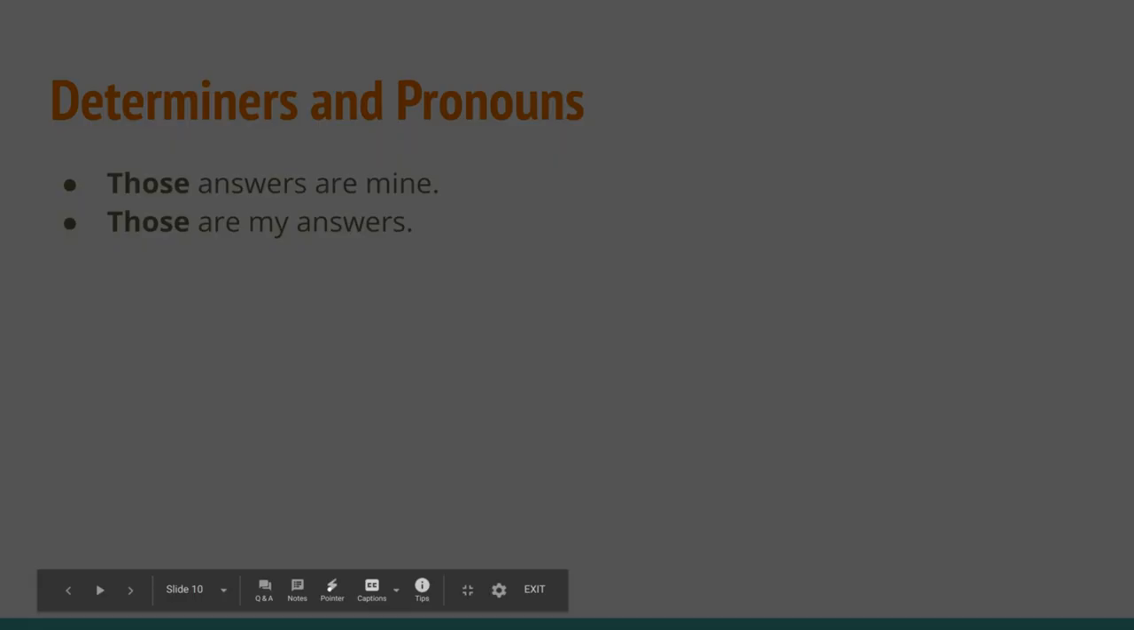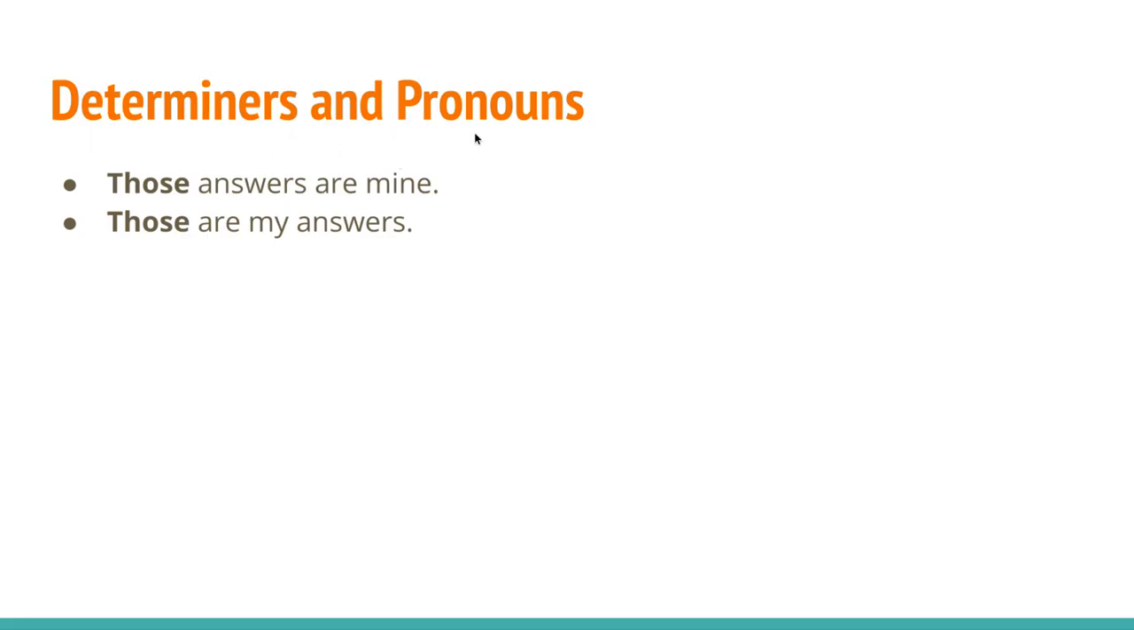Just a comment. Now, determiners can sometimes be confused with pronouns. Those answers are mine, and those are my answers. Which is the determiner? Which is the pronoun? In the case of those here, the first one is the determiner because we have the noun here, answers, and those here is a pronoun because it's taking the place of a noun. In this case, the determiner and the pronoun have the same form, but sometimes the determiner and the pronoun have different forms. In this case, mine is a pronoun and my is the determiner, a possessive determiner.